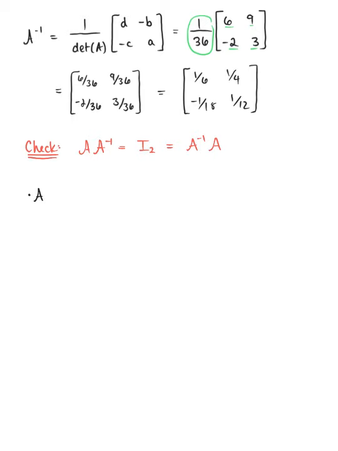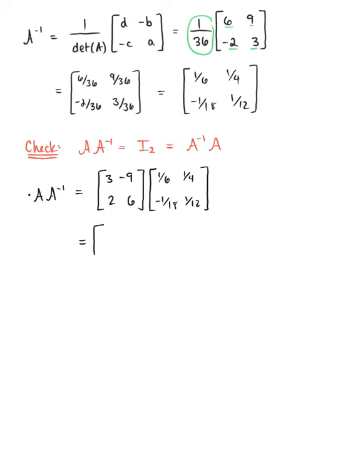Let's first think about matrix A multiplied by the inverse of A. So we have the original 2 by 2 matrix, which is 3, negative 9, 2, 6. And we're going to multiply this by the 2 by 2 matrix we just found: 1/6, 1/4, negative 1/18, 1/12. And so I'm going to use the row column rule to check.